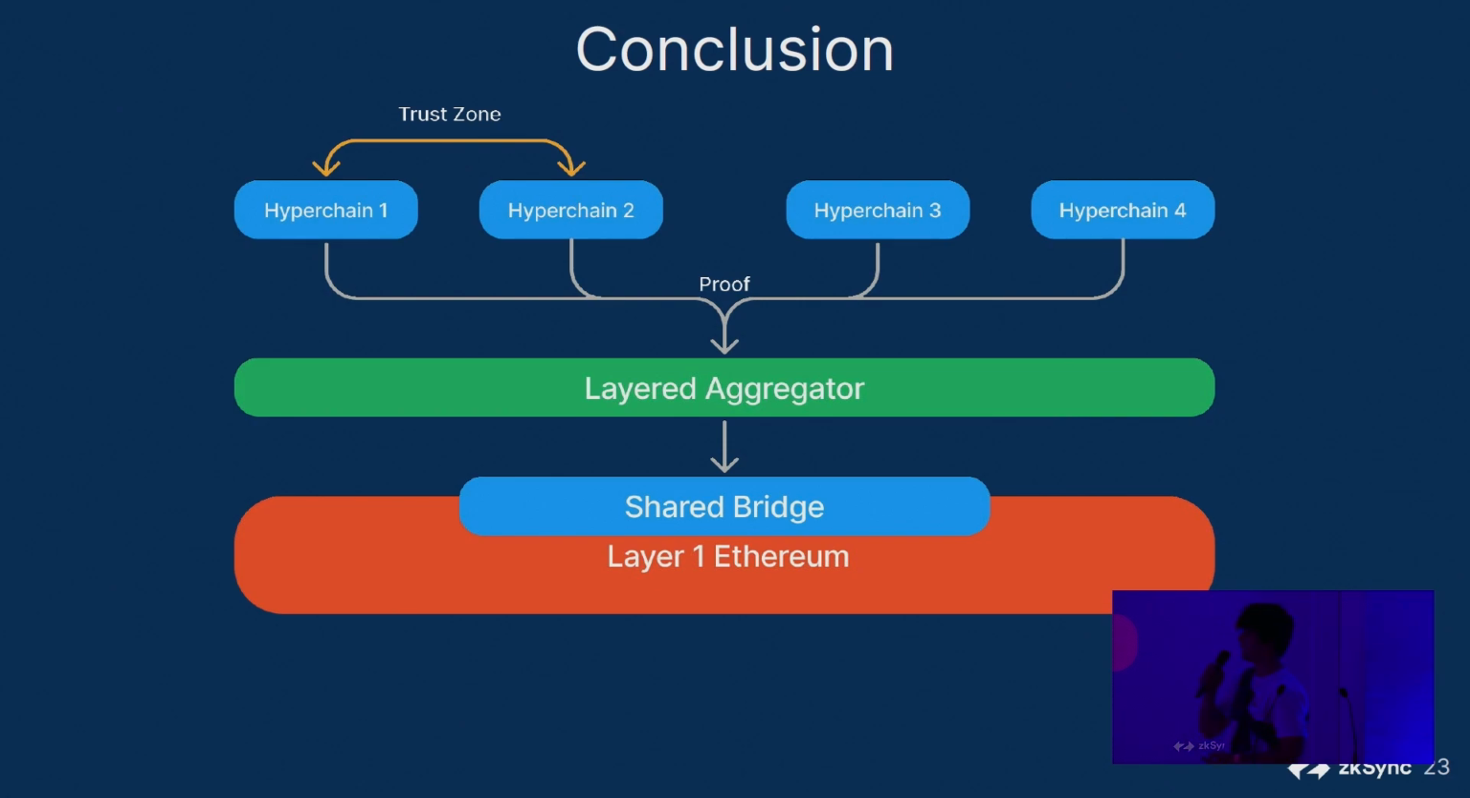And we can also have trust zones, which are guaranteed by economic incentive mechanisms that allow instantaneous messaging. But normally for the whole ecosystem, the messaging time will be the proof generation time and the settlement time. Proof generation time will be probably around a couple of seconds to a minute with zkSync's new proof system, and the settlement time is always chosen by the hyperchain.